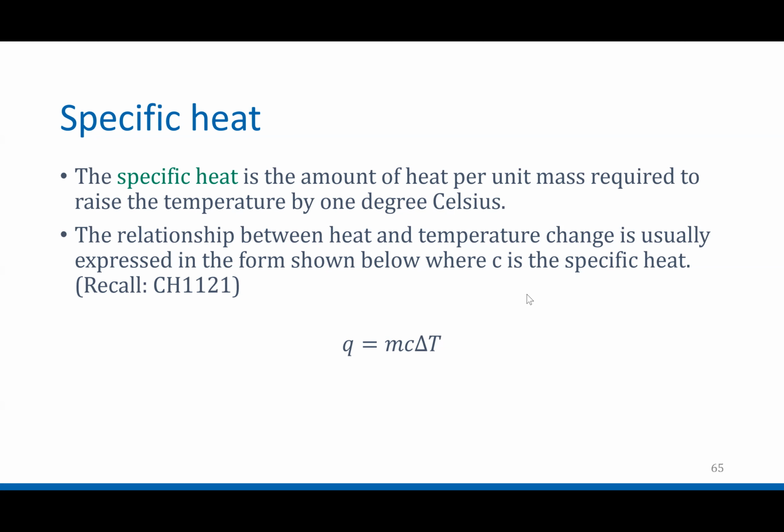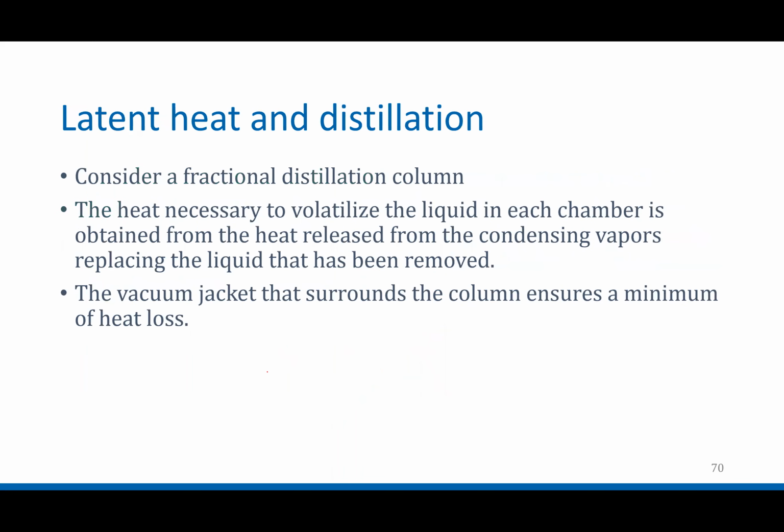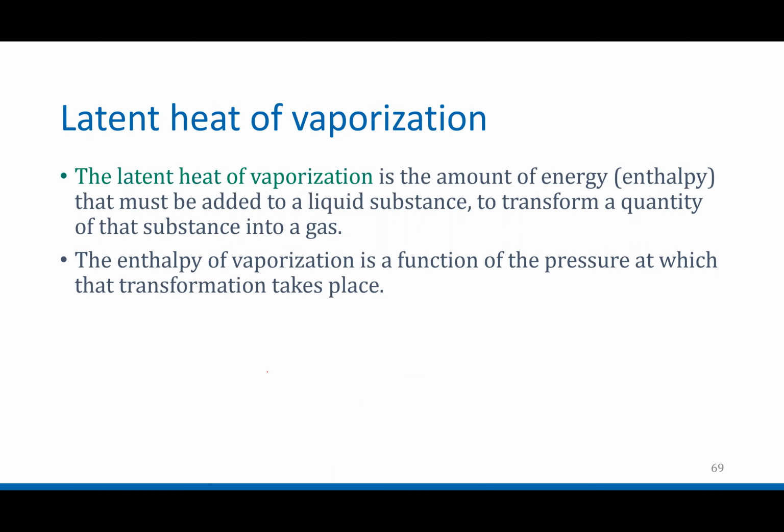Okay. So guys, specific heat, we're not getting into calculations in this course. This is from 1120. Just know that the specific heat is the relationship between heat and the temperature change of a substance. Some substances, when you heat them up, go through great temperature changes. Some go through very small temperature changes. That's really all you need to know. Two more definitions, flash point and latent heat, and then I'm done. I'll just very quickly go over these, and that's it.